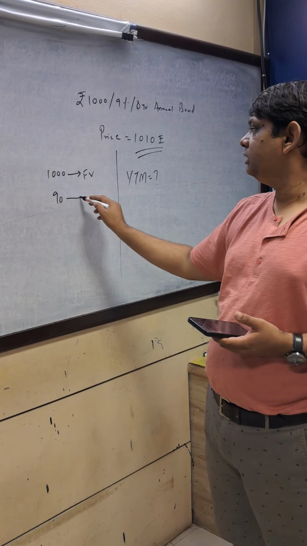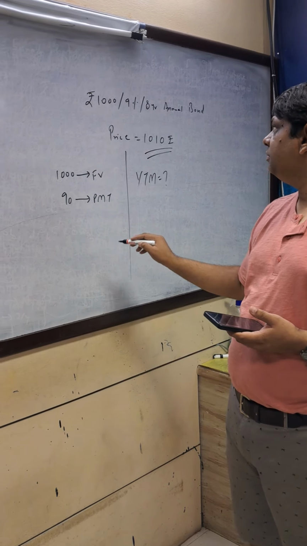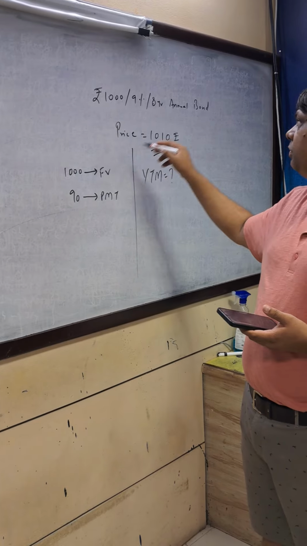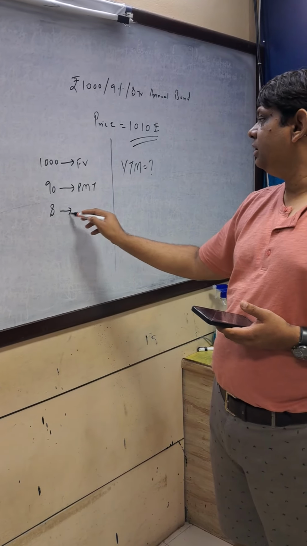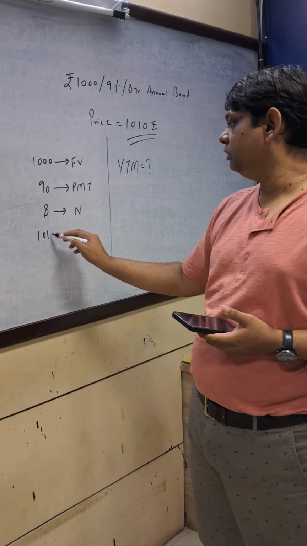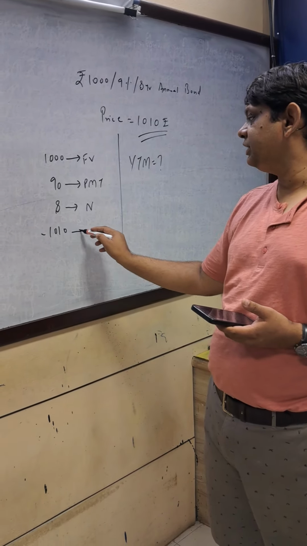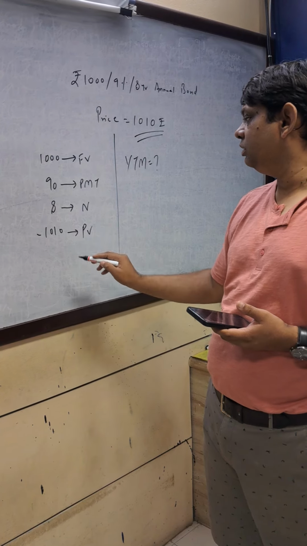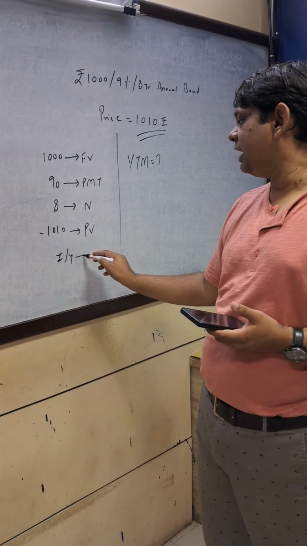100 9% is 90, that is your PMT. You will receive the coupon 8 times, so 8 is your N. Now the important thing is this price 1010, that you have to enter with a negative sign as present value, and now you have to compute IY.